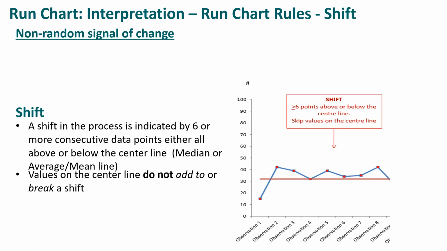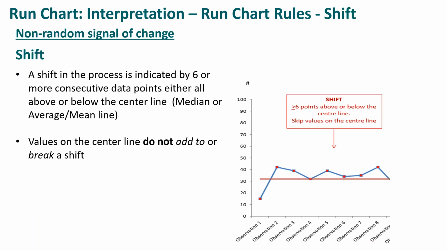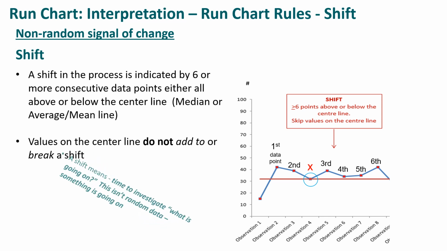So what is a shift? A shift in the process or a shift in the data points is indicated by 6 or more consecutive data points, either all above or all below the center line. The values on the center line don't add to or break a shift. In the demonstration here, we've got a first data point, second, the third one's on the center line, so that's not counted, third, fourth, fifth, and sixth. So this indicates a shift.